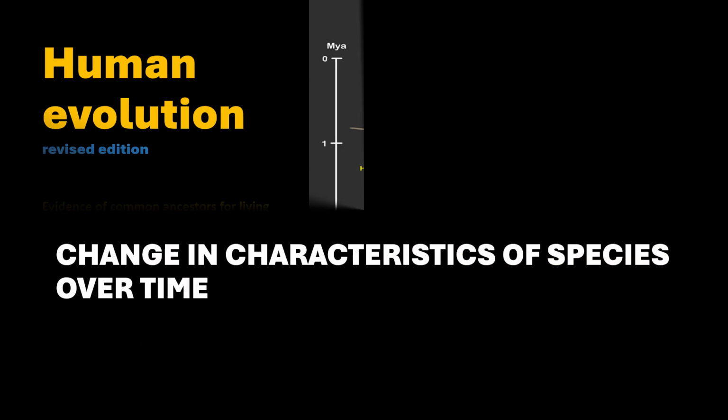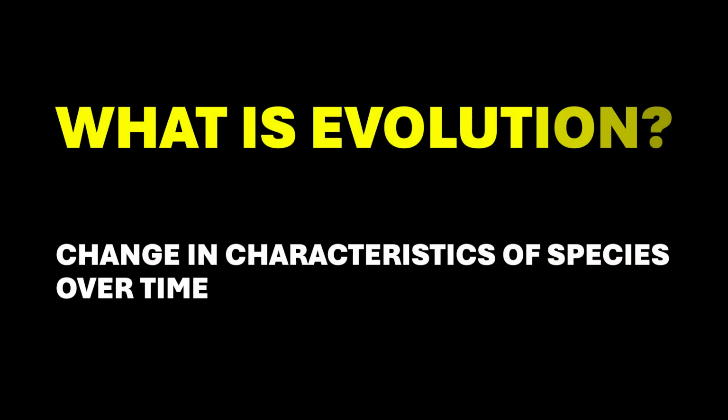So, first and foremost, what is evolution? Simply put, evolution refers to a change in characteristics of species over time. And that is the basic definition of evolution.